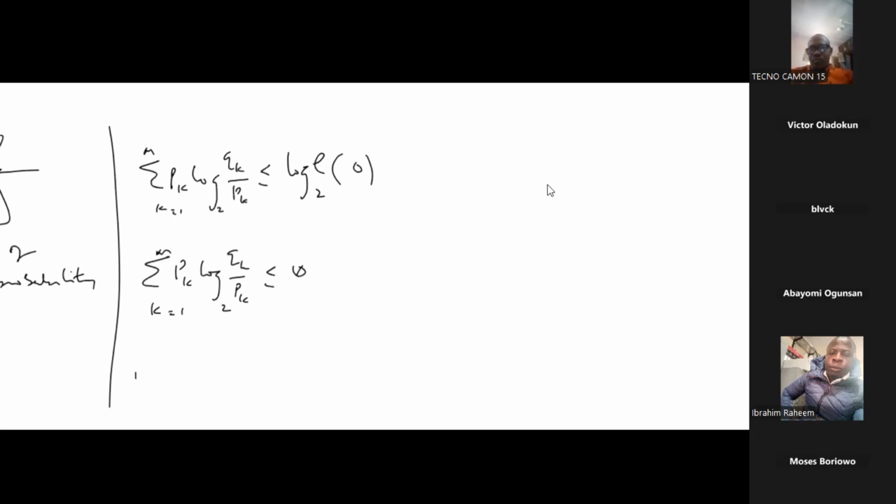Now that we have been able to get this, we can now open this expression up, for which we once estimated our difference, right? So we now see that this is the same as sigma p sub k into bracket log q sub k plus log 1 over p sub k base 2.